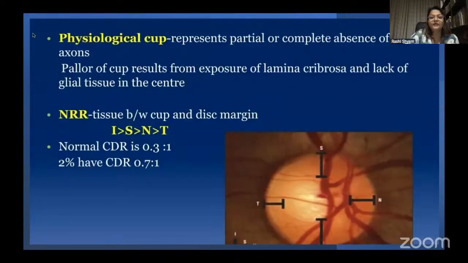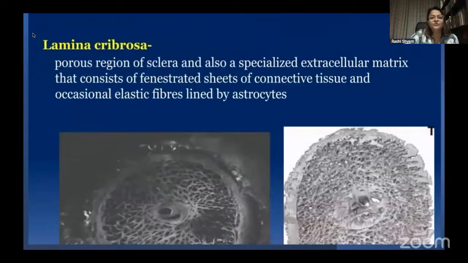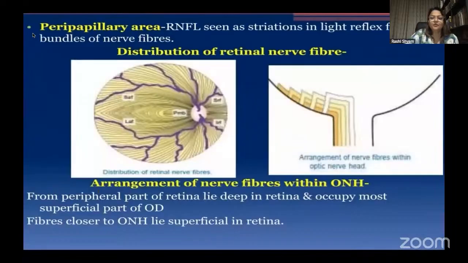Now, normally, the cup disc ratio we see is maximally about 0.3:1, which is mostly what is seen. A 0.7:1 cup disc ratio is seen in almost 2% of the population. The lamina cribrosa is the porous region of the sclera, which has a specialized extracellular matrix, and here we have the fenestrations through which all the nerve fibers leave. So basically, understanding the anatomy of the optic nerve head will tell us how glaucoma is slowly damaging that anatomy, and that is what we are seeing clinically.